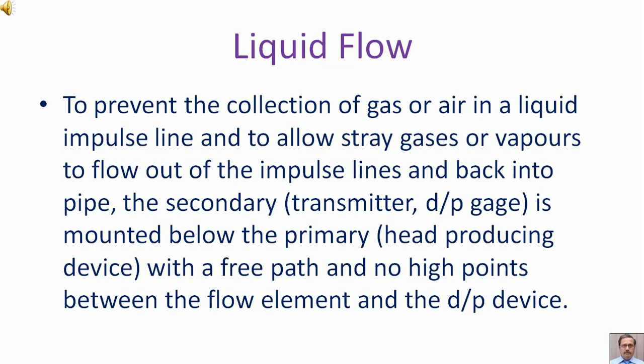Liquid flow. To prevent the collection of gas or air in a liquid impulse line and to allow stray gases or vapors to flow out of the impulse lines and back into pipe, the secondary, that is transmitter or DP gauge, is mounted below the primary, that is head producing device with a free path and no high points between the flow element and the DP device.